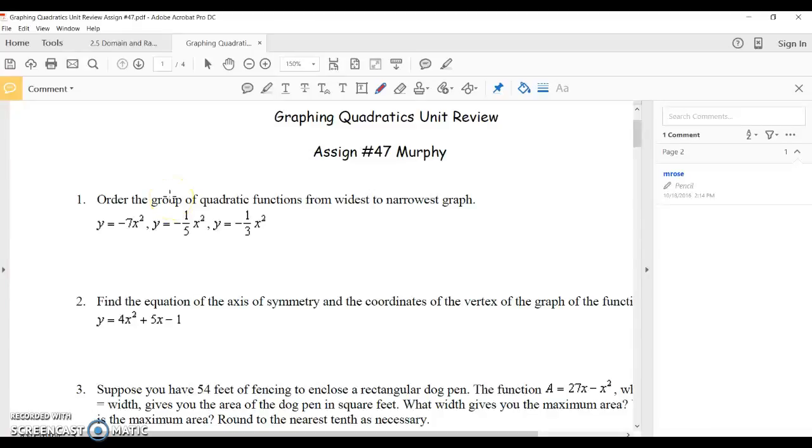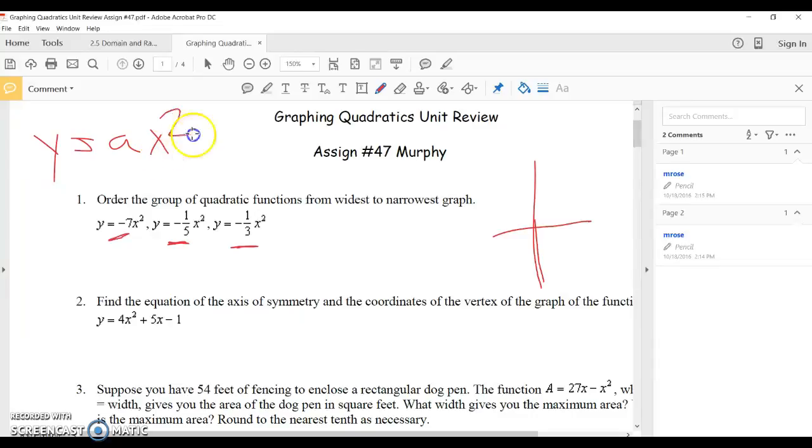Okay, so let's try to solve this, make a quick video on this. Biggest idea here, if we want to know the widest or narrowest graph, first I want to know what these numbers represent. And since they are y equals ax squared, we said before a was another name for our slope. So these are slopes.